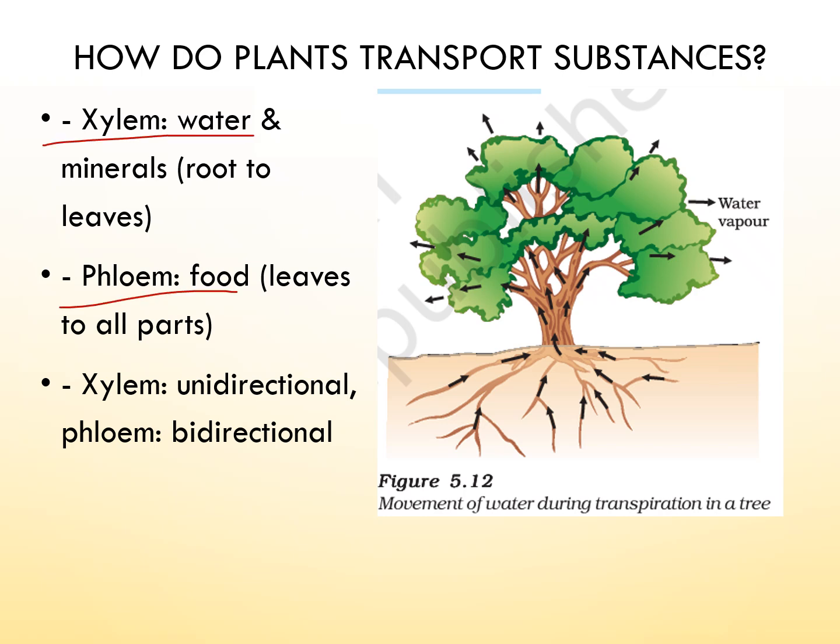Xylem will help in the transport of water and minerals from the roots to the upper parts. It is unidirectional. And phloem will move the food which is produced in the leaves to upper parts of the plant and to the lower parts. So this is a bidirectional movement of substances through the phloem.